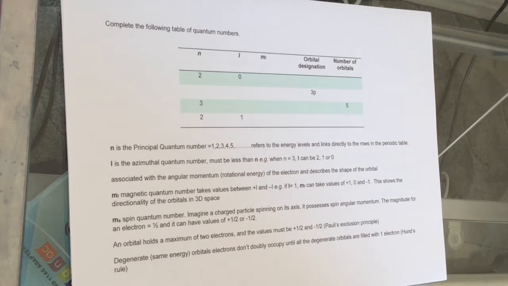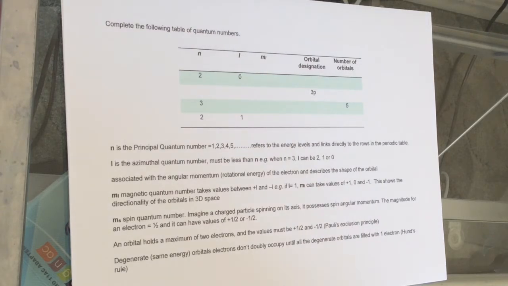L is the azimuthal quantum number, which can only be 1 less than n. So if n equals 3, for instance, L could be 2, 1, or 0. And the azimuthal quantum number is associated with the angular momentum of the electron in the orbital. For L equals 0, there is no angular momentum, and we have a spherically symmetrical orbital, which is the s orbital. Then L equals 1 is the p shape, and the d's are L equals 2.